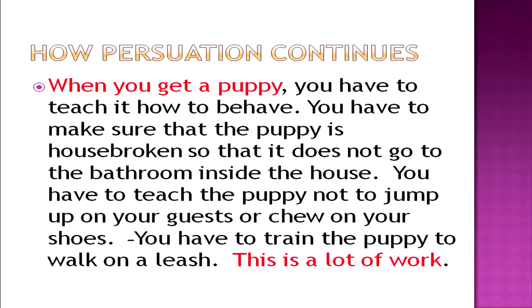So, let's go through the essay, how he continues with the persuasion. When you get a puppy, you have to teach it how to behave. You have to make sure that the puppy is housebroken so that it does not go to the bathroom inside the house. You have to teach the puppy not to jump up on your guests or chew your shoes. You have to train the puppy to walk on a leash. This is a lot of work.